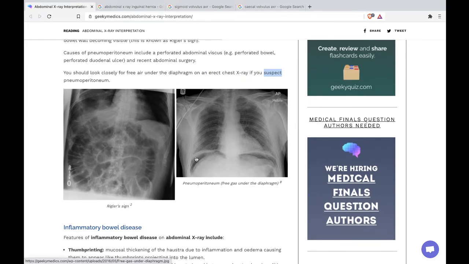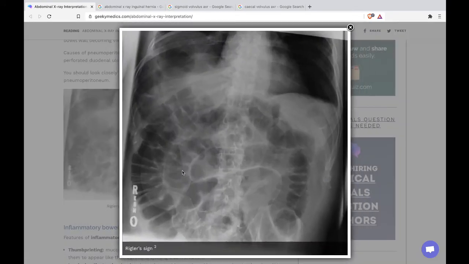So this is an erect chest X-ray showing pneumoperitoneum. You can see air under the diaphragm. It's also known as the crescent sign because it looks like a crescent here. And over here, we're supposed to see the Rigler sign. Let's look carefully to see if we can spot it. Over here, it looks quite normal because you can only see the inner wall, and over here is soft tissue. That should be the case. However, in Rigler's sign, you see this wall of the intestine, you can see both sides of the intestine.